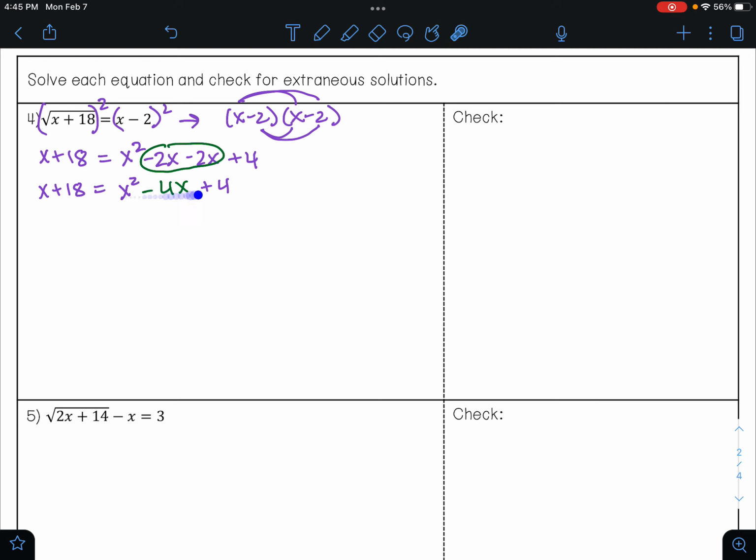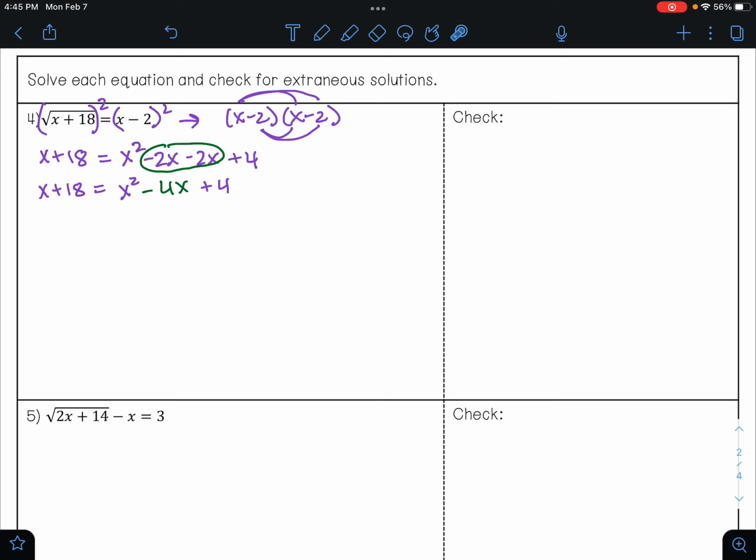From here, I notice that I have a quadratic equation. We've learned 4 different methods for solving quadratic equations. Whenever I'm solving problems like this, it's probably going to be the most feasible to either solve by factoring or solve by using the quadratic formula. You can use whichever method that you prefer.